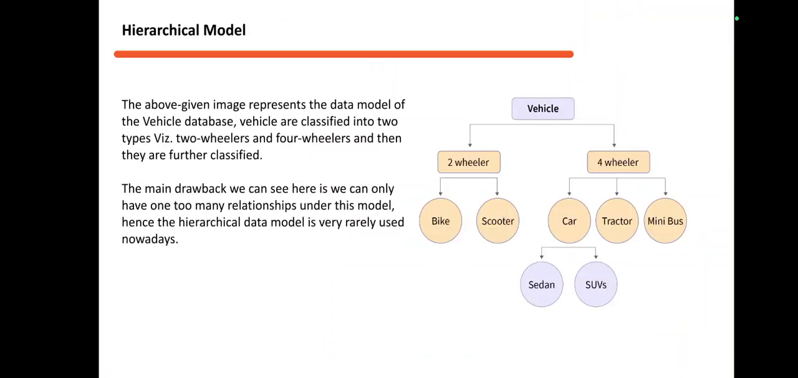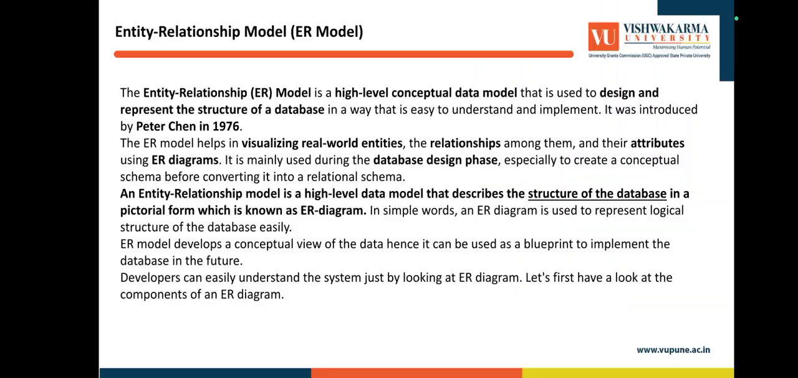In the hierarchical model, the above image represents the data model of a vehicle database. Vehicles are classified into two types, two-wheelers and four-wheelers, and then further classified into bike and scooter, and in the four-wheelers, car, tractor, and minibus. The main drawback we can see here is that we can only have one-to-many relationships under this model. Hence, the hierarchical data model is very rarely used nowadays.